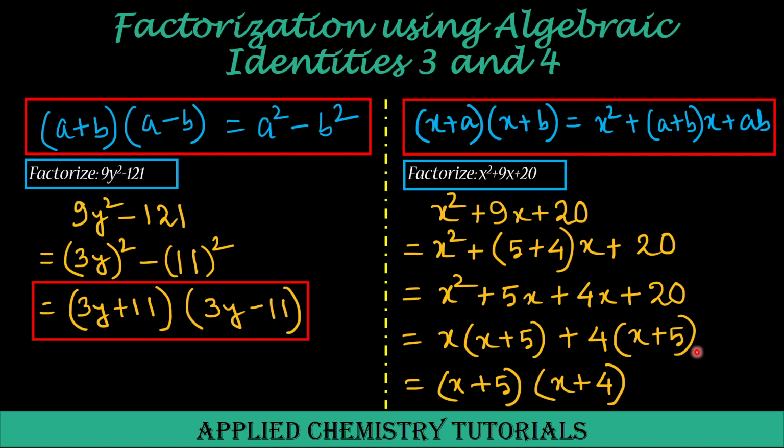Instead of doing all this calculation by splitting the middle term as shown here, we can directly jump into the solution utilizing this identity. So this is the factorized form obtained from the given algebraic expression x square plus 9x plus 20.